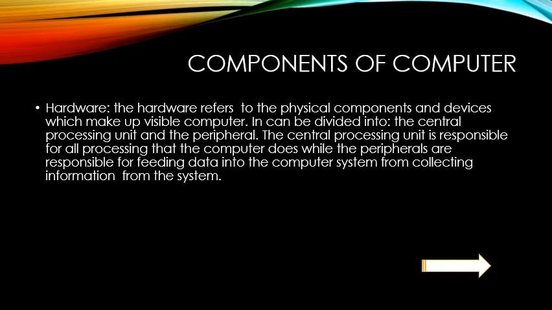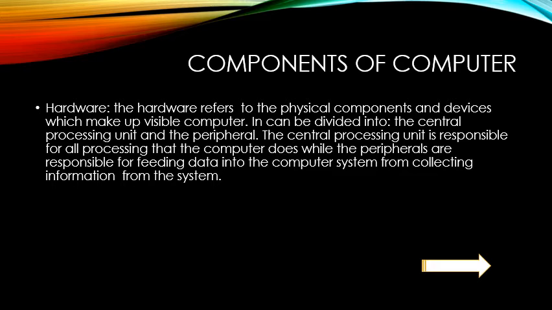Components of computer. We have the first one to be the hardware. The hardware refers to the physical components and devices which make up a visible computer. It can be divided into the central processing unit and the peripherals. The central processing unit is responsible for all processing that the computer does, while the peripherals are responsible for feeding data into the computer system, and collecting information from the system.